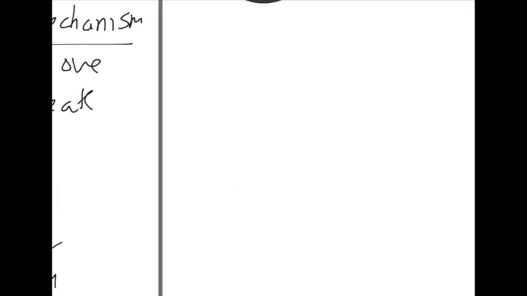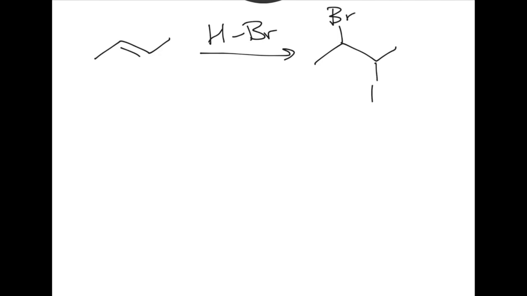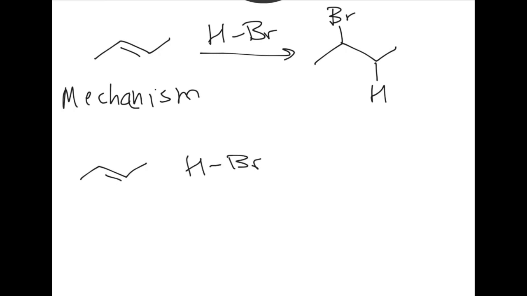So I'm going to be a little more specific. I'm going to give you the reaction of HBr with 2-butene. So the mechanism shows us how these things go together, how the electrons move to make this happen. So we're going to take this.